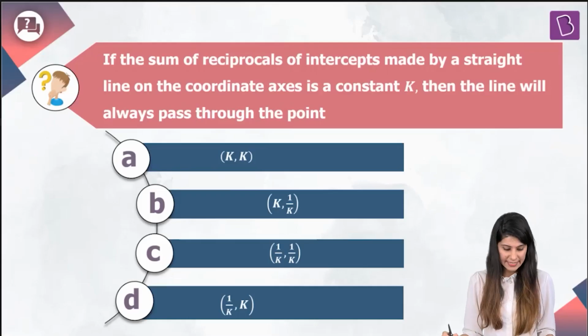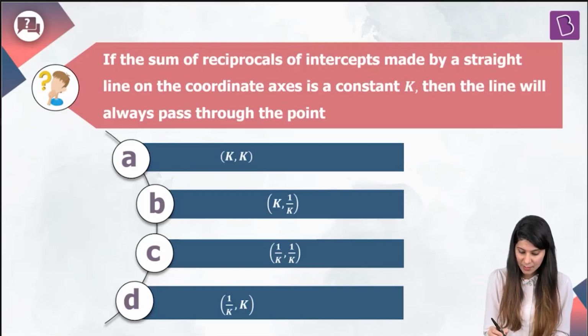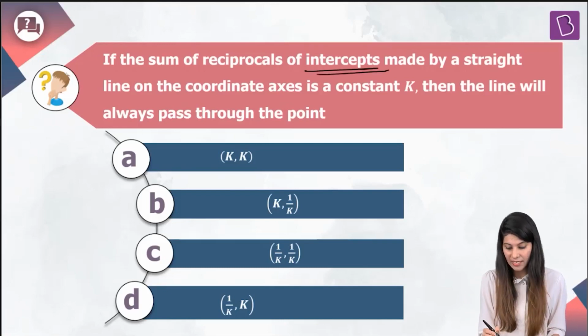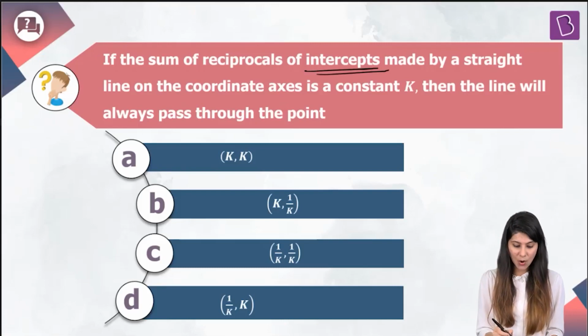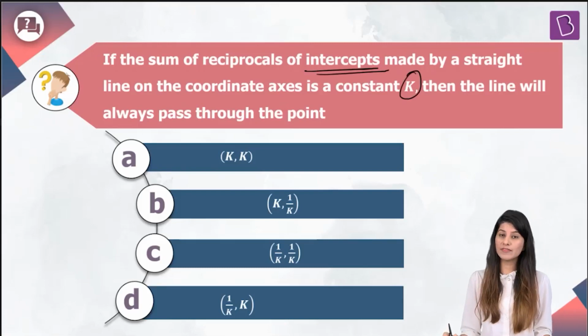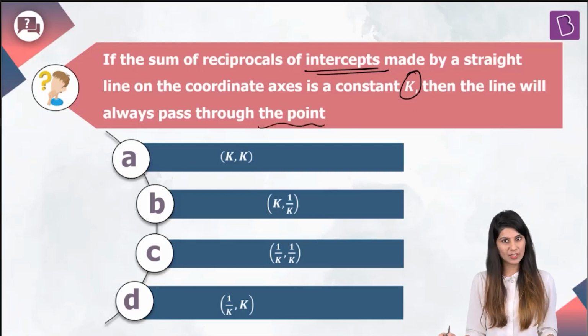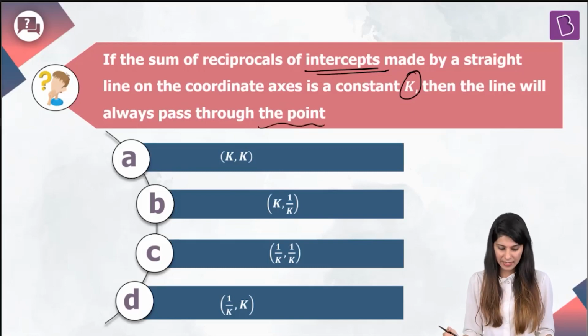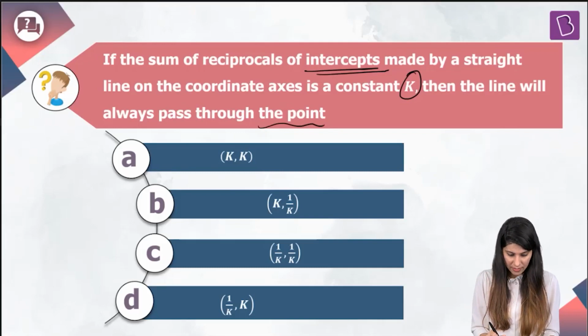In this question, it is given that if the sum of the reciprocals of the intercepts made by a straight line on the coordinate axes is a constant k, then the line will always pass through which point, that we need to figure out in terms of k. Okay, so let's go one by one.